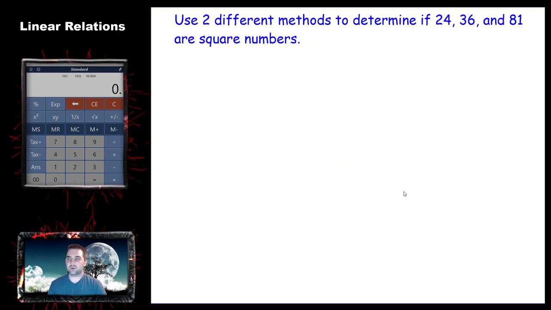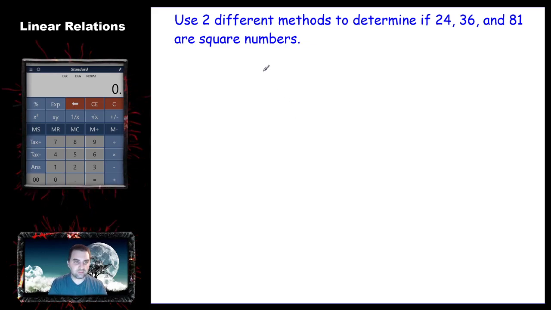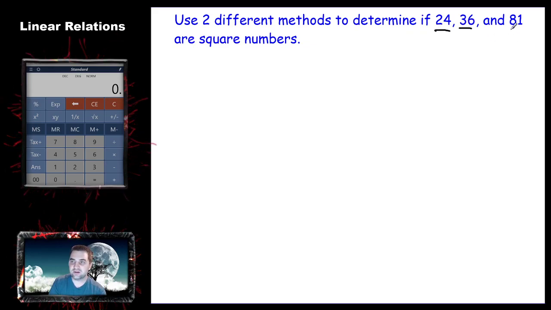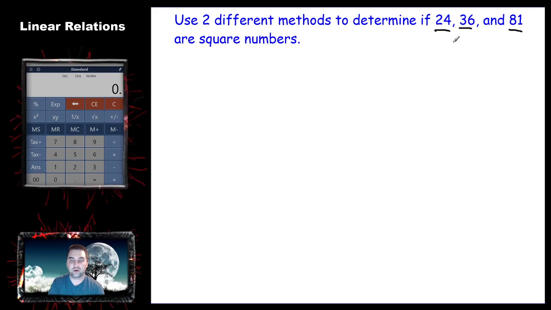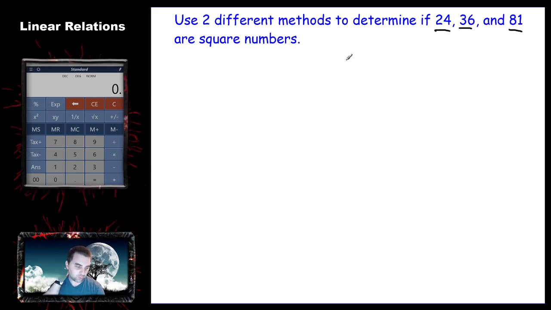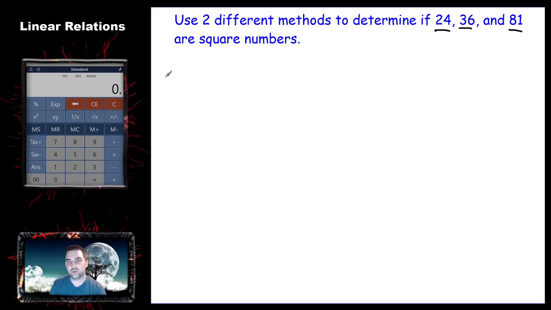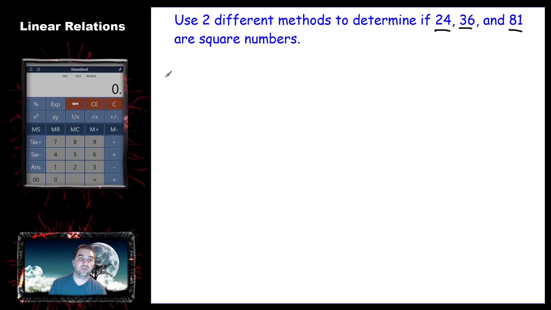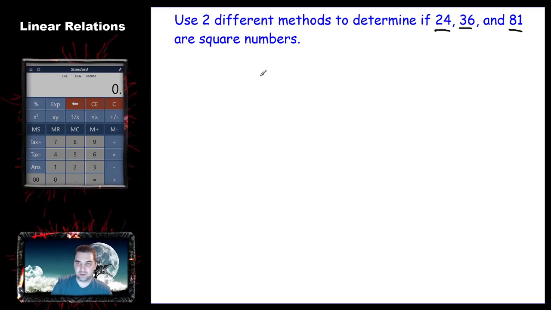This is where you're going to learn some tricks. So it's a nice little tool here. We're going to use two different methods to determine if the numbers 24, 36, and 81 are all square numbers. So I'm just going to do it with one because I don't want the video to be too long. But what I would like you to do is try these out with the method that I didn't use and see if you come up with the same answer.